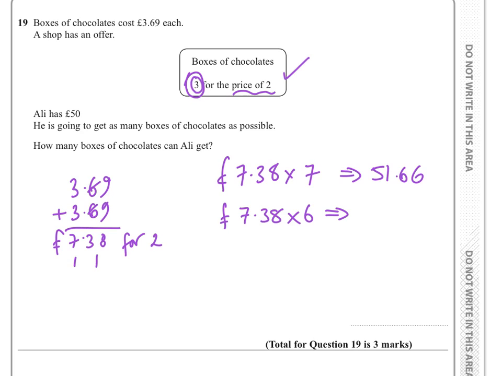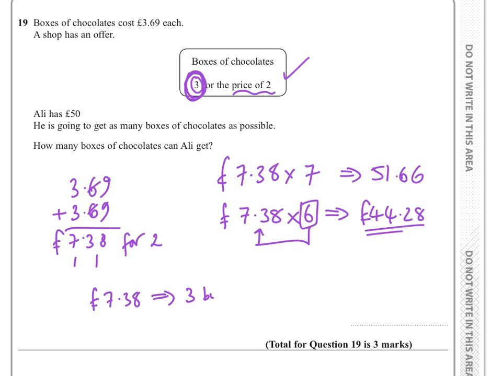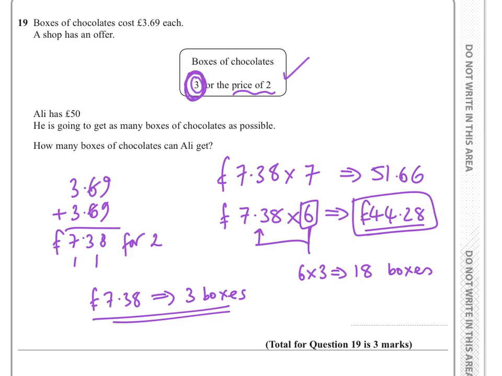And that would be £44.28. Now, when I say 7.38 times 6, that means 6 lots of £7.38, which means I'm getting 6 lots of 3 boxes. Because don't forget, for every £7.38, we managed to get 3 boxes. So we know we can get 6 here times 3 is 18 boxes, and that's £44.28 spent.